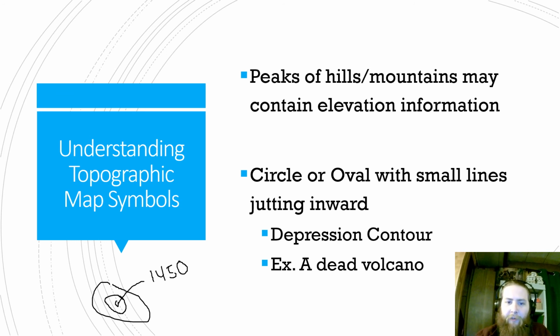And if you have a circle or oval with small lines jutting inward like this, that means that you're going to have a depression there. It's going to be going down instead of up. And we call this a depression contour. An example of this might be like a dead volcano. It's going down here instead of going up, and each one of these little lines is going to have these depression contours on it. As you're moving down, those same increments is normal.